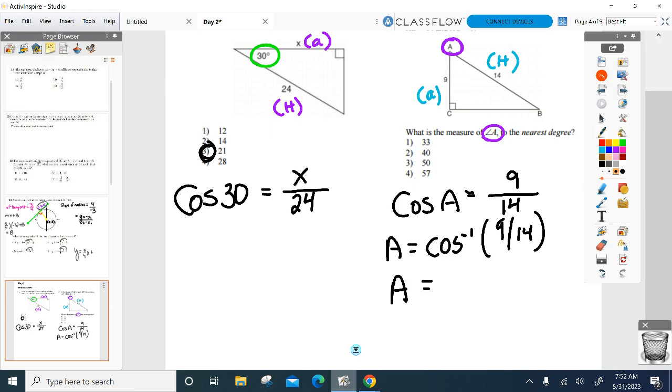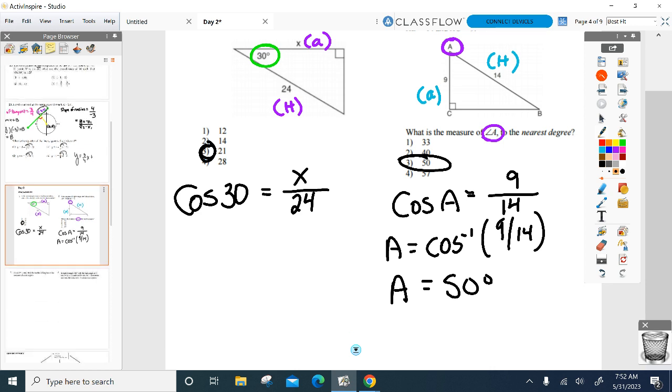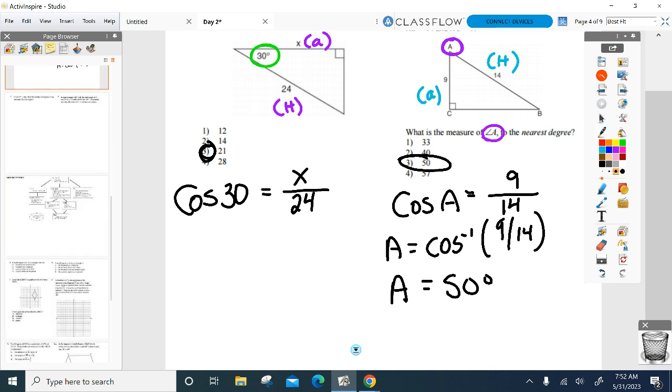Angle A? Angle A, 50. 50 degrees, thank you. Questions?